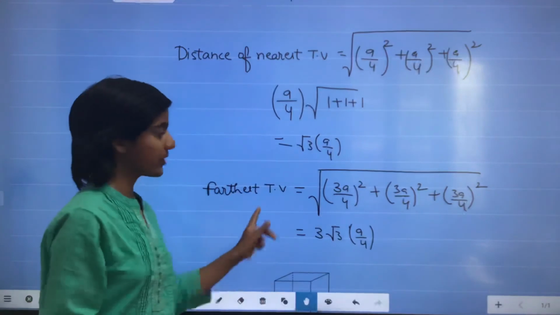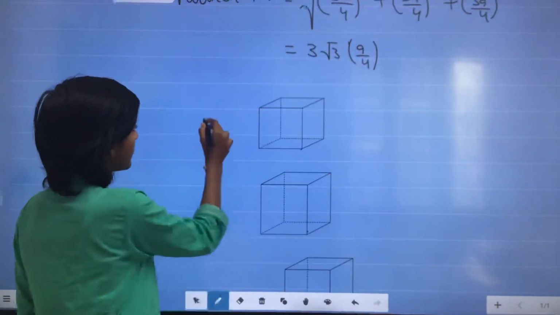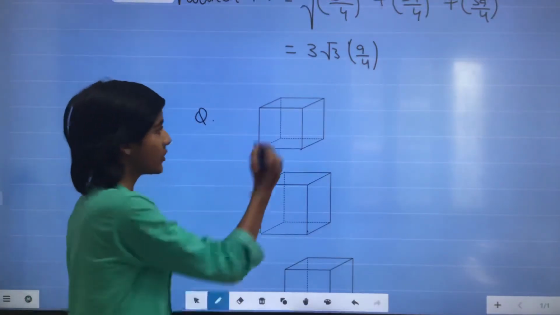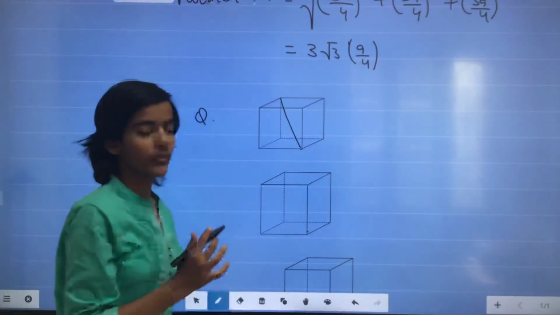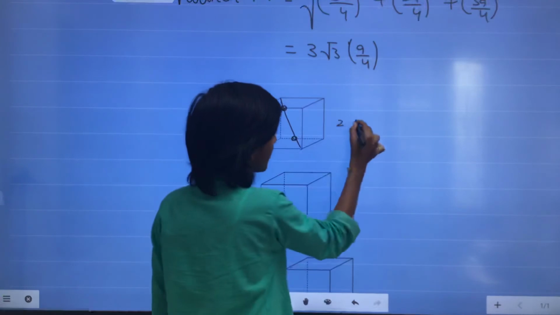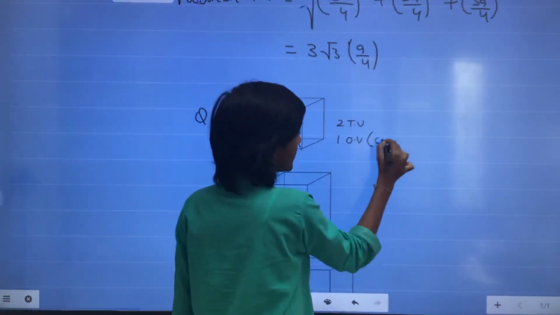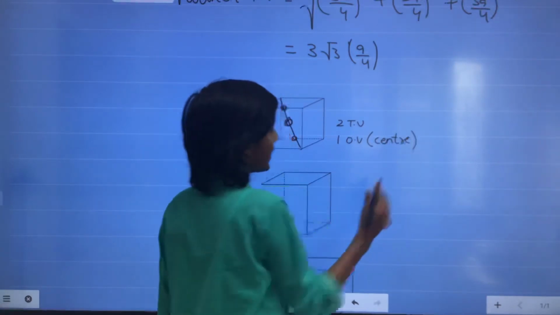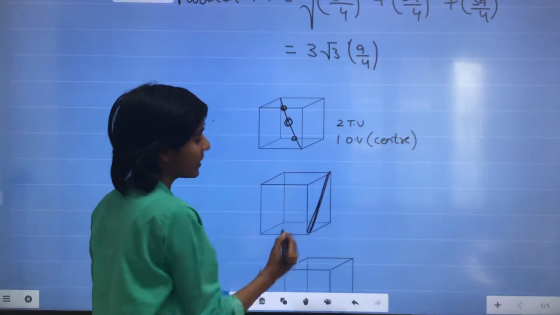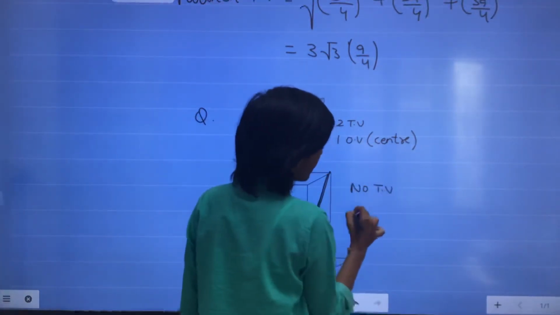Then we will talk about a question that may be asked to you: on the cube diagonal, how many TV and OV are present? At the cube diagonal there are a total of 2 TV and 1 OV which is at the center. And on the face diagonal, there is no TV and no OV.